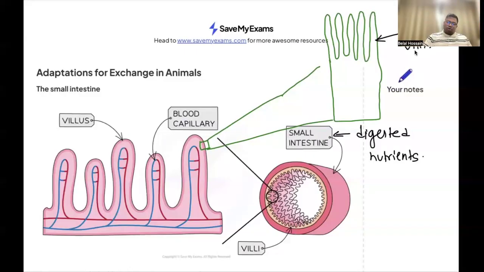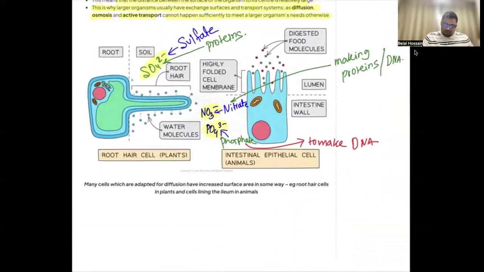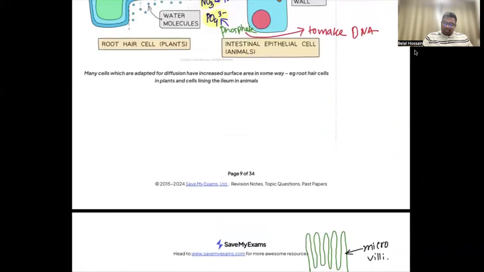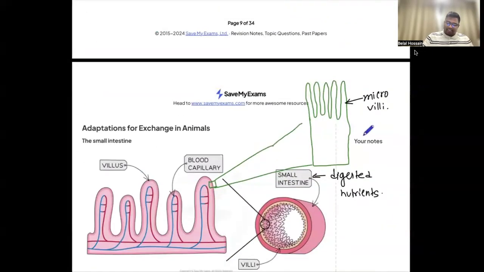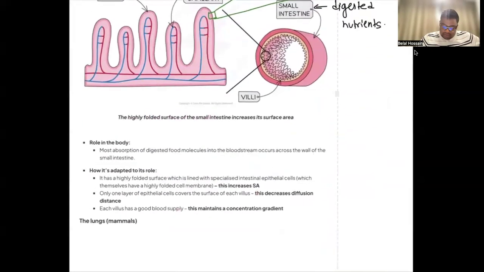Okay, so moving on. By the way, this cell was the one that is represented here. To do faster absorption, our body is totally equipped to make the diffusion, the absorption, as fast as possible.